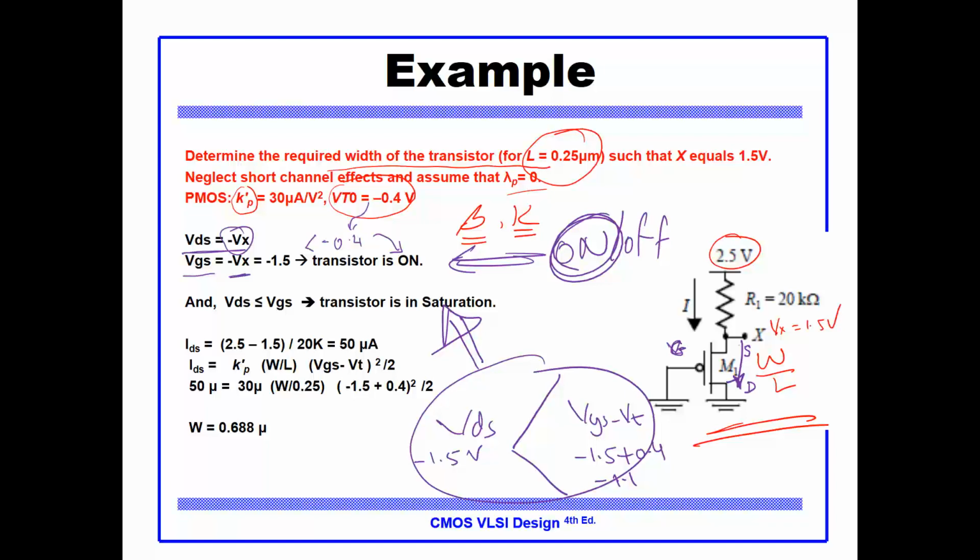And in saturation, I know the current equation equals this equation right here: K prime times W over L, times VGS minus VT squared over 2. That's the current equation. But there is a hint here. I have a power supply, a voltage here of 1.5. I can calculate this current, so this IDS equals 50 microampere. I equate the 50 microampere with the equation of the saturation current. When I plug in all the parameters, the only thing missing is W. Solve for W, and you get 0.688 micrometer for W.